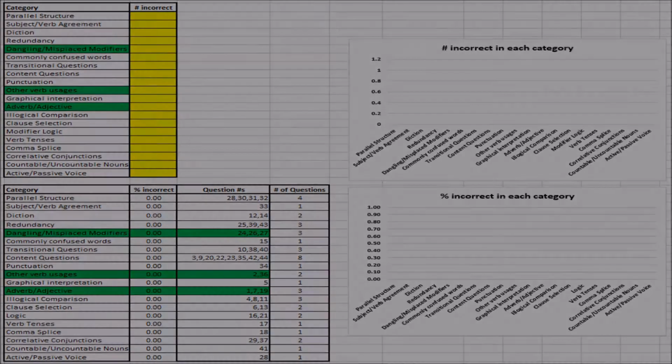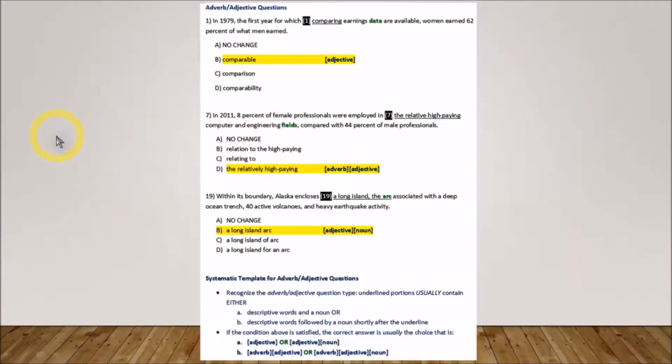Okay, so let's first take a look at adverb adjective questions. These questions will usually have underlined portions that contain either descriptive words and a noun, like number 19, or just descriptive words like numbers 1 and 7. But if the noun is not part of the underline, like numbers 1 and 7, you can see that there is one or two adjectives between the underlined portion and the noun that appears shortly after the underline.